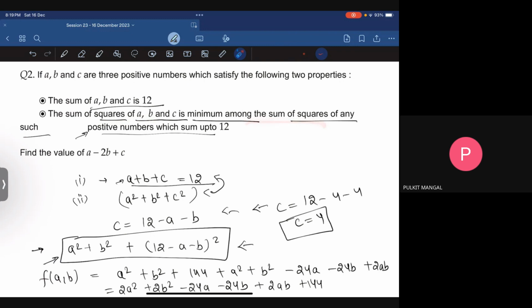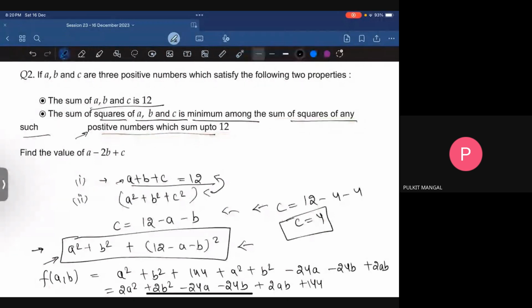Second condition: the sum of squares of a, b, and c. You can take any three numbers whose sum is 12. Their sum of squares will be greater than that of these numbers 4, 4, 4. This is the minimum sum of squares among any positive numbers which sum up to 12. Not the sum ABC, but the sum of squares of a, b, and c.